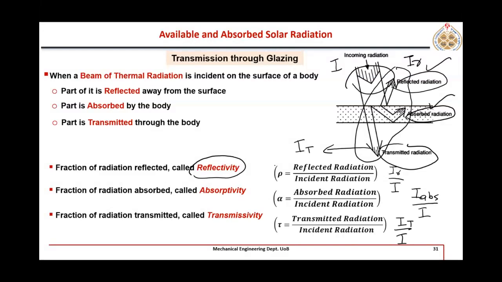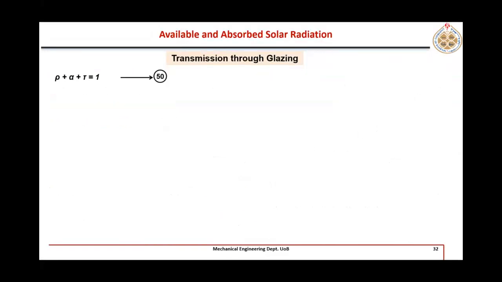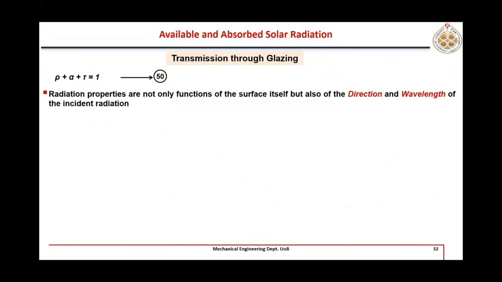And these are the ratios. So the sum of these ratios, rho plus alpha plus tau, will be 1. All of them are ratios, so every value is between 0 and 1, but their summation will be 1, right? Okay, so that is explained here. These are called the radiation properties of any material: reflectance, absorptance, and transmittance.